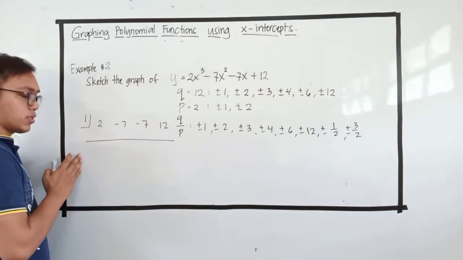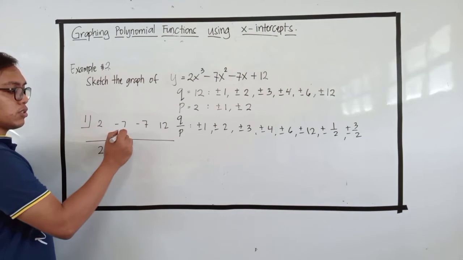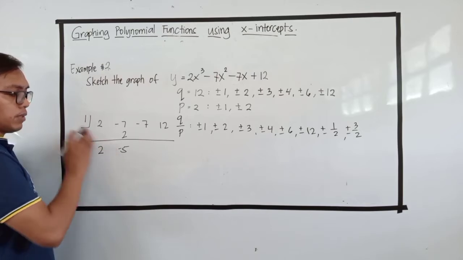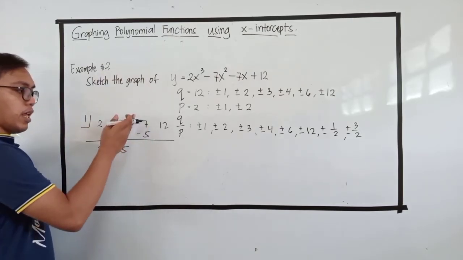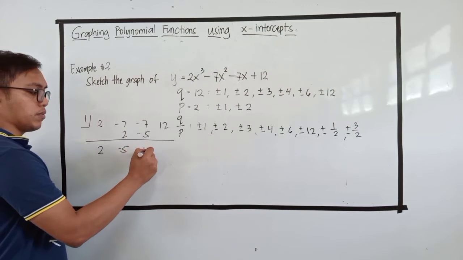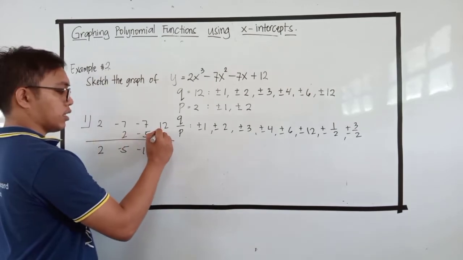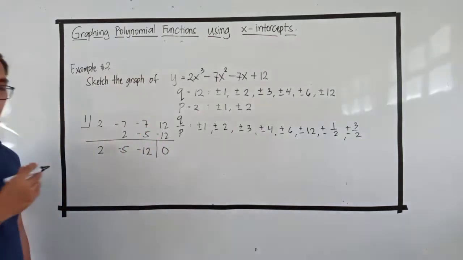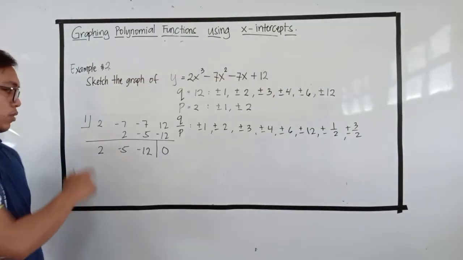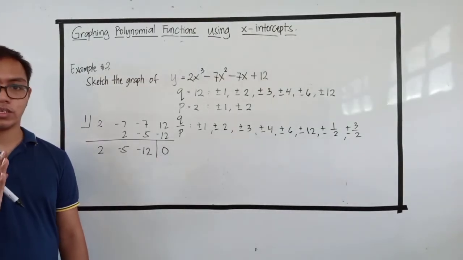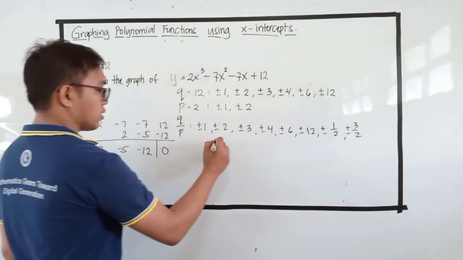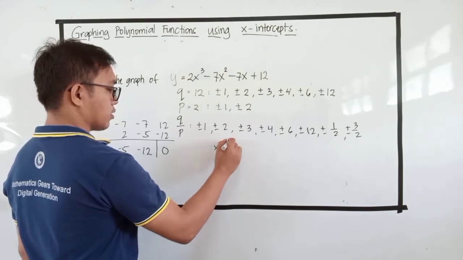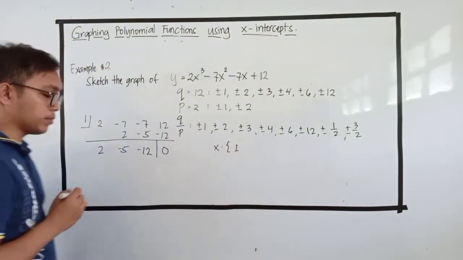So let's compute. Bring down 2, 2 times 1 is 2. -7 plus 2 is -5. -5 times 1 is -5. -7 plus -5 is -12. -12 times 1 is -12. 12 minus 12 is 0. Since the remainder is 0, we are now sure that 1 is a root. So the value of x we have is positive 1.